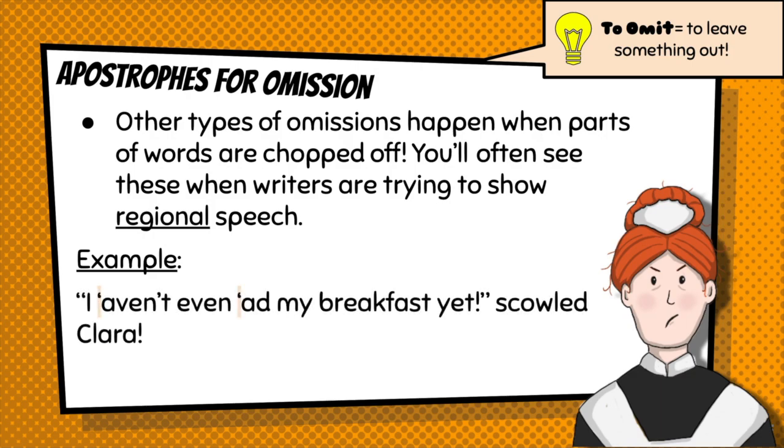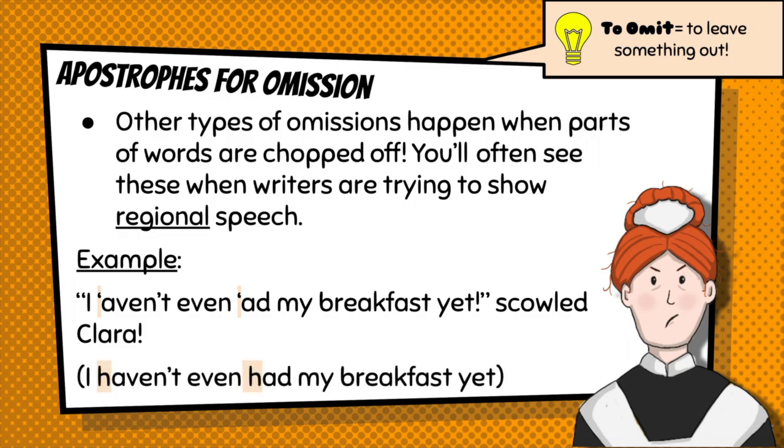She might say, "I 'aven't even 'ad my breakfast yet," scowled Clara. So this is just a way of trying to make it sound like the way that it would be spoken. So 'aven't even 'ad my breakfast yet. And we've got the apostrophes there, highlighted in orange, to show that we would have had H's, and they've been dropped off to show that she's talking with a particular accent. Otherwise, when we're reading it and we're imagining that voice in our mind, we wouldn't have any sort of guidance as to how it might sound. So this is a way for writers to show that.